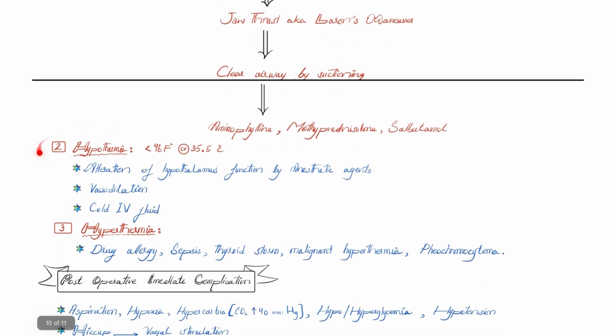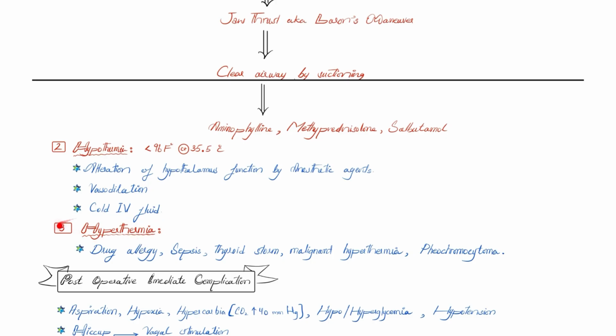So during the anesthesia and during operation, as a side effect of anesthetic agent, it can be hypothermia. Hypothermia is defined when the body temperature is less than 96 Fahrenheit or less than 35.5 Celsius. It can occur because of alteration of hypothalamus function by anesthetic agent, or it can be caused by vasodilation, which is a side effect of anesthetic agent, and heat is lost due to vasodilation. Or cold IV fluid is given as infusion.